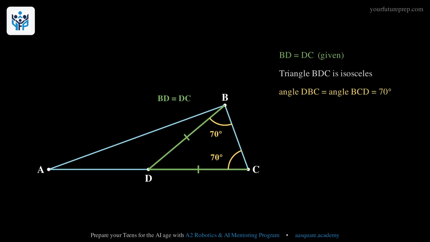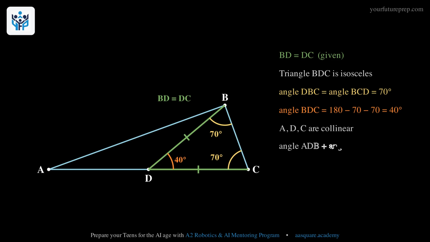Since BD equals DC, it is isosceles. In an isosceles triangle, the base angles are equal, so the angle at B, angle DBC, also equals 70 degrees. The three angles of a triangle add up to 180 degrees. So angle BDC equals 180 minus 70 minus 70, which is 40 degrees.